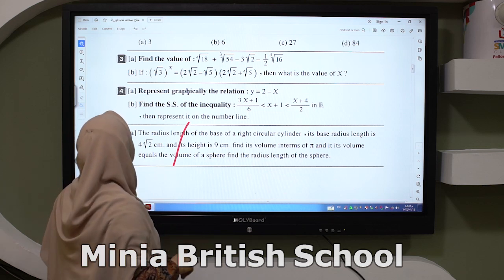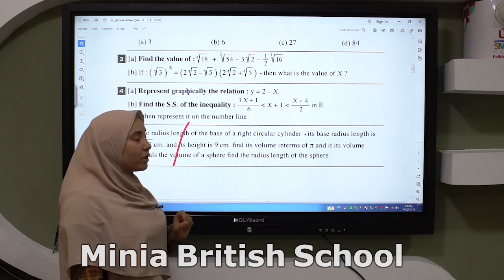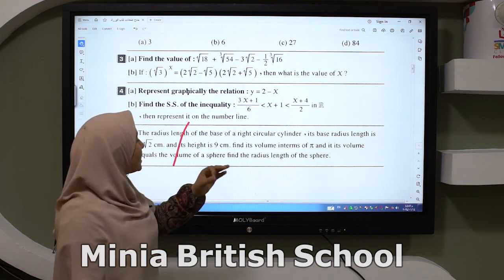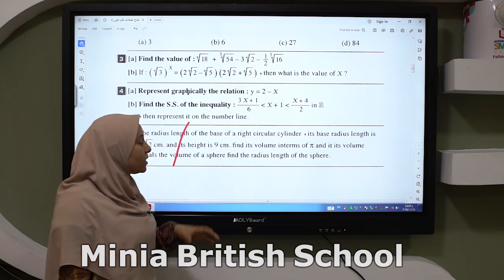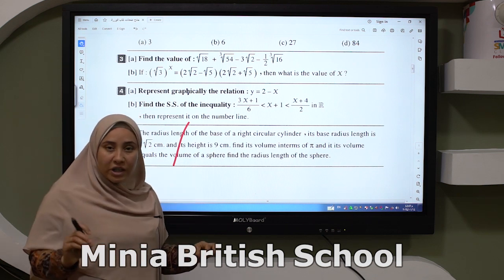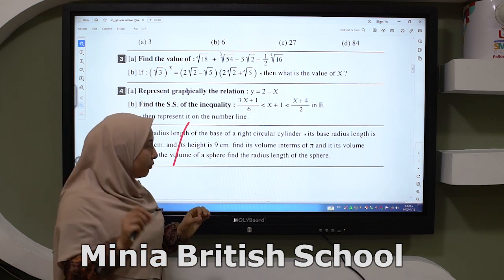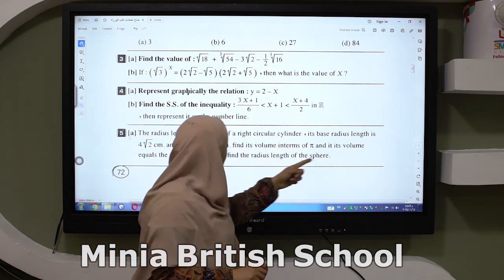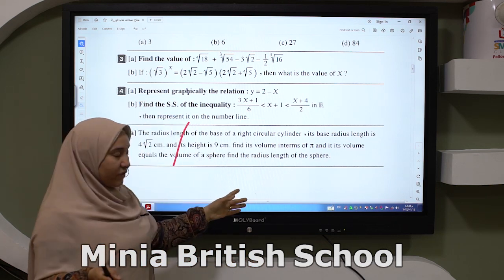Question number 5. The radius length of the base of a right circular cylinder is 4 root 2 centimeter and its height is 9 centimeter. The question here: find its volume in terms of pi, and its volume equals the volume of a sphere. Find the radius length of the sphere.